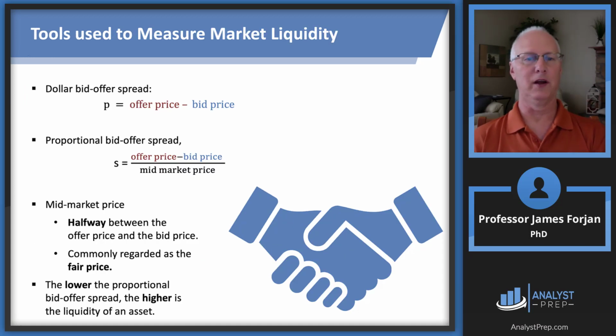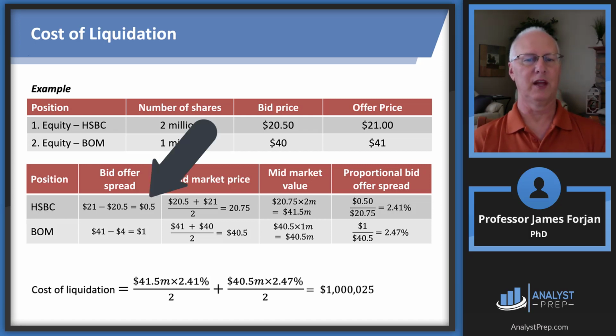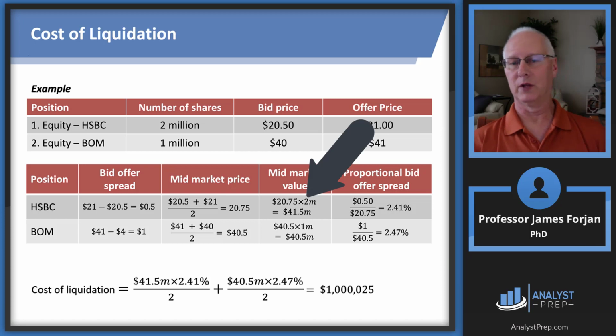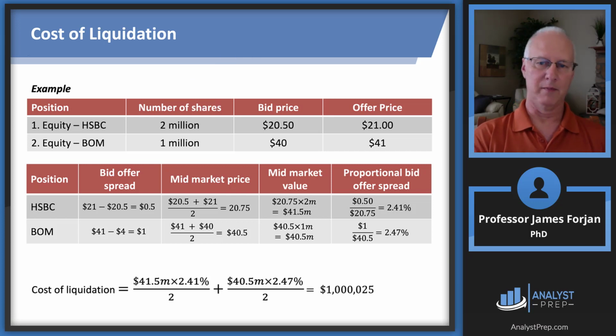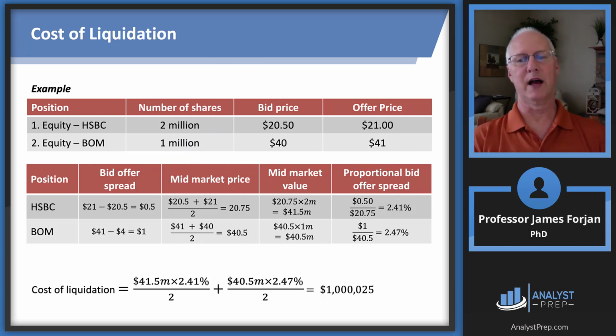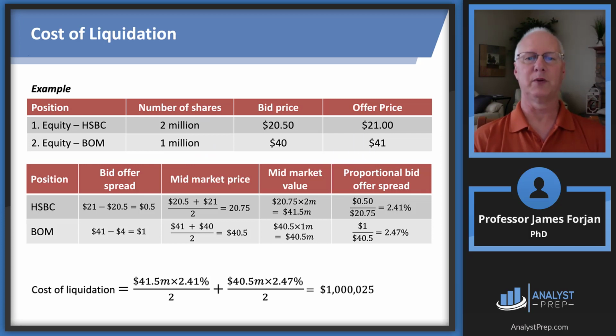This is all we're going to do here. We're going to do some subtracting and then some dividing. So the spread, what does that give me? 50 cents and $1. And then we need to calculate the midpoint, so that's an easy calculation. Market value, let's go ahead and multiply, what's that, 2 million shares times that mid price or that mid market value. So we get about $40 million for each position. And then we can compute that proportional bid offer spread.